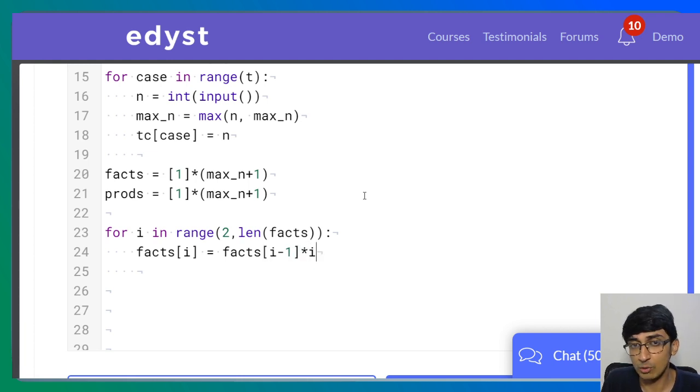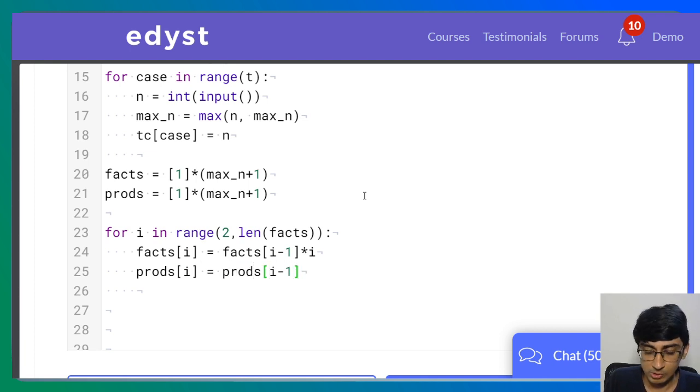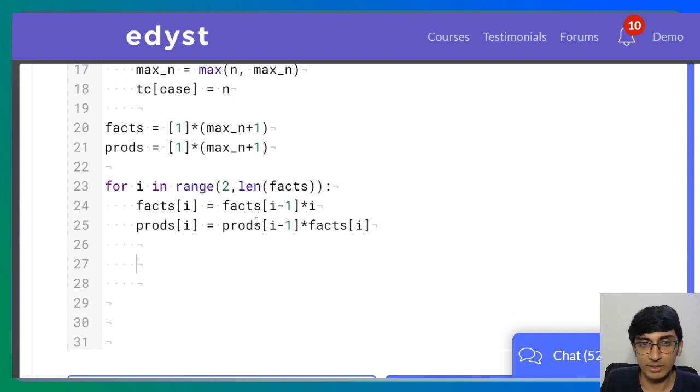5 factorial is 4 factorial into 5, right? So the previous one ahead. And as we saw, prods of i is equal to prods of i minus 1 into the fact of i. That's the latest factorial that we got. So it's going to be facts of i, right? That's the thing we got. So we calculated this. We got all the products so far.